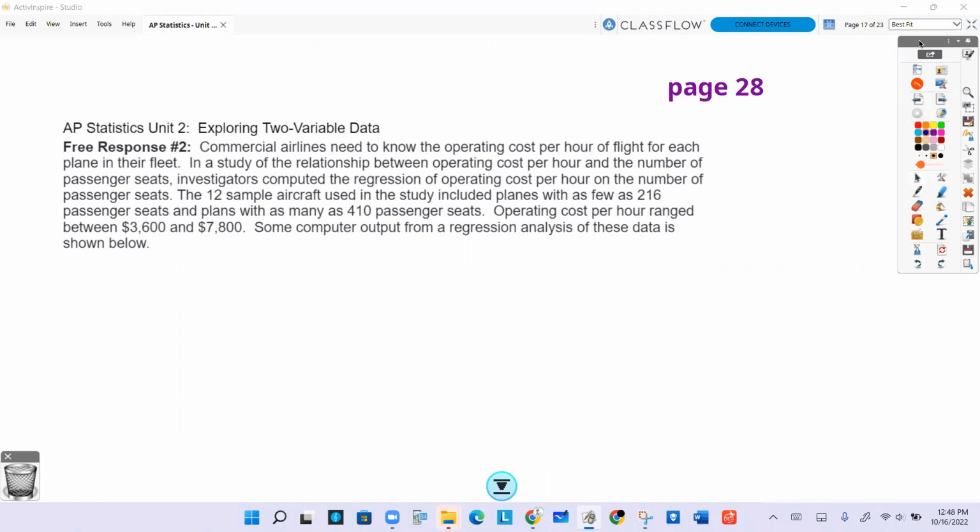The 12 sample aircraft used in the study included planes with as few as 216 passenger seats and planes with as many as 410 passenger seats. Operating cost per hour range between $3,600 and $7,800. Some computer output from a regression analysis of these data is shown below.